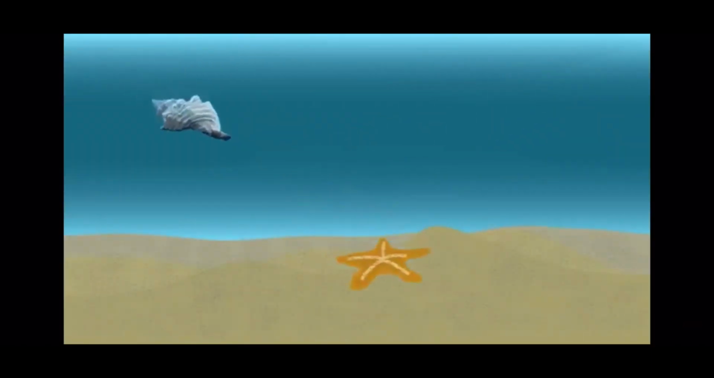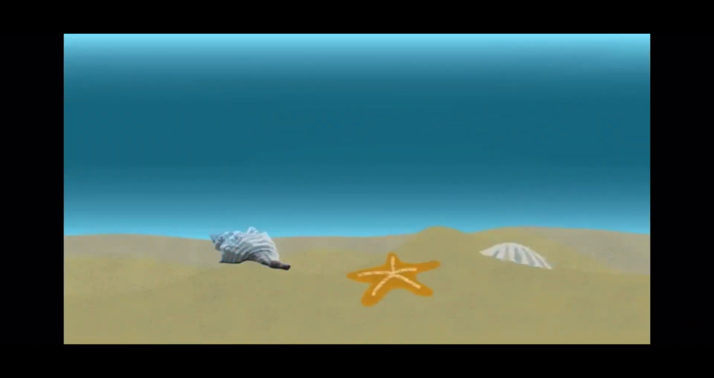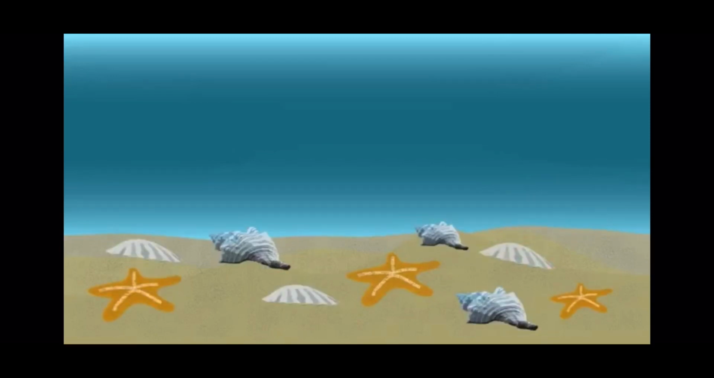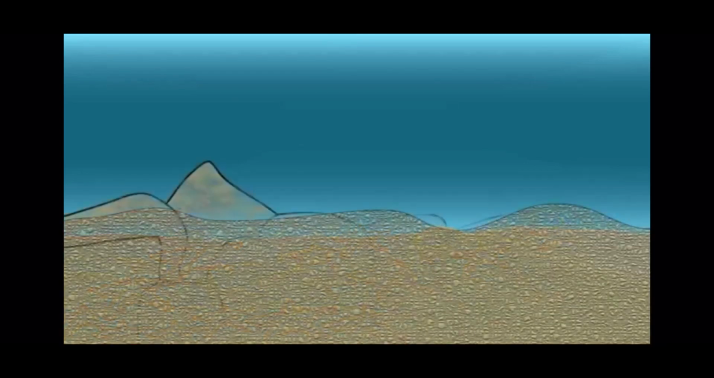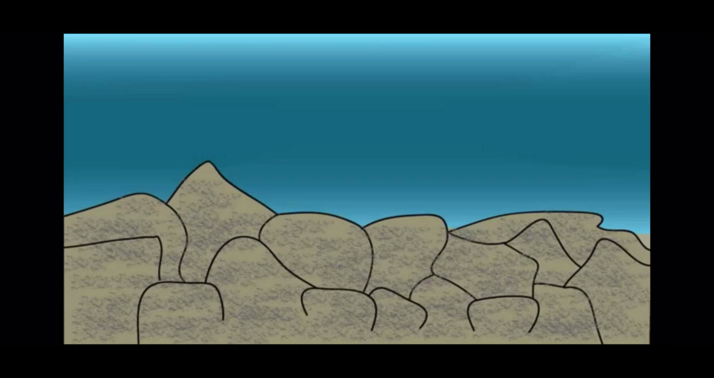And then we have limestone, which is actually made out of the remains of marine fossils. So the calcium and the bones from corals and shells and things like that compress over time at the bottom of a seabed or an ocean, and then it compacts into what we call limestone.